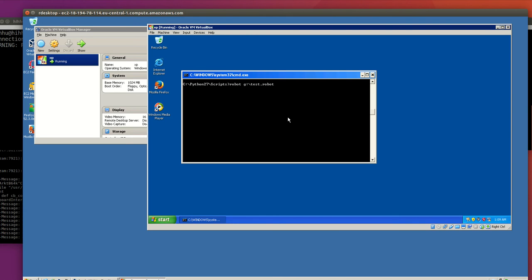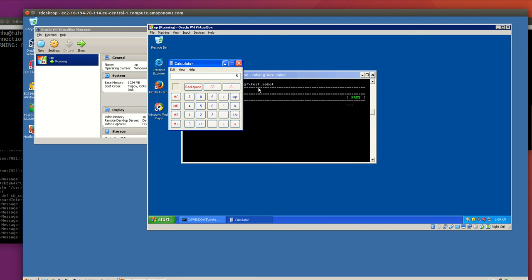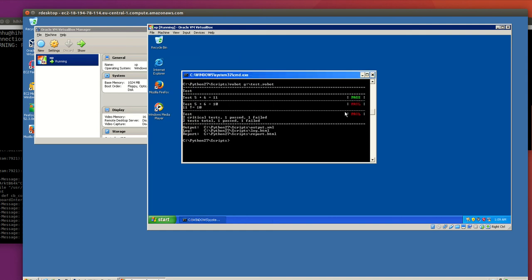So we test first that 5 plus 6 equals 11, and the test passes, and then we got 5 plus 6 equals 11 again, but now we expected it to be 10, so the test failed. And this shows how we can record the results and concludes this demo.